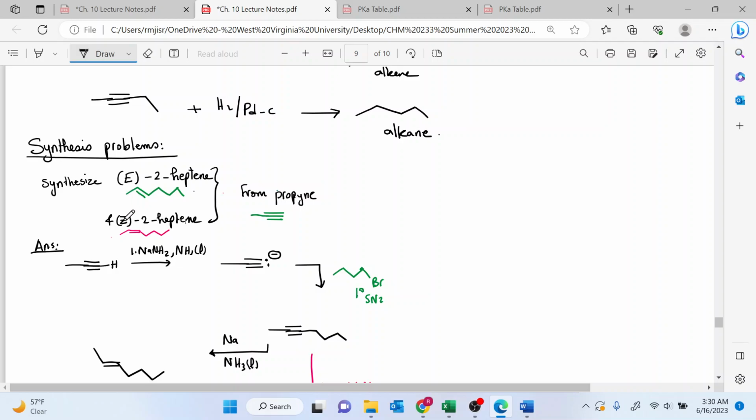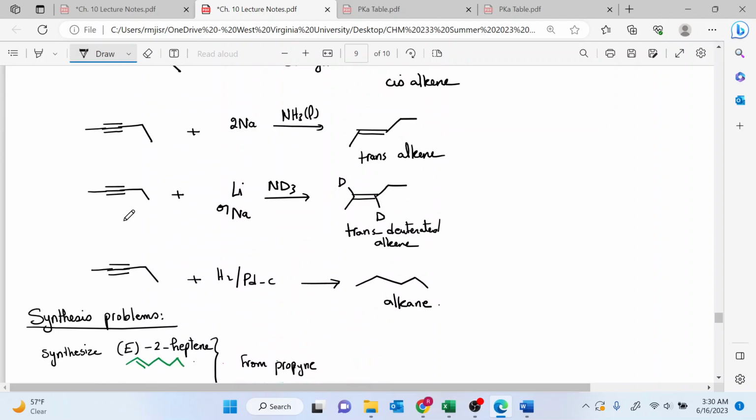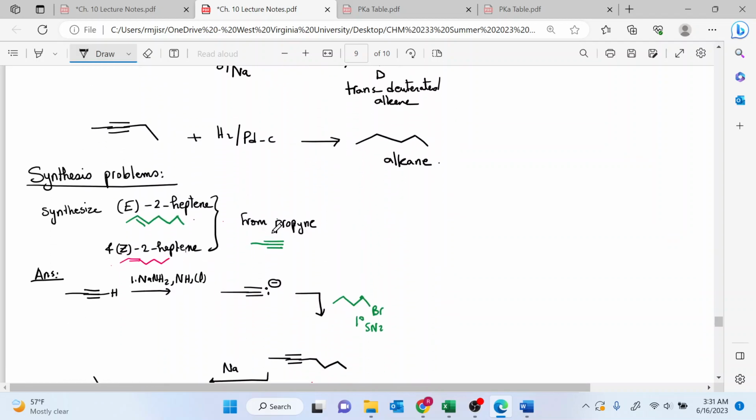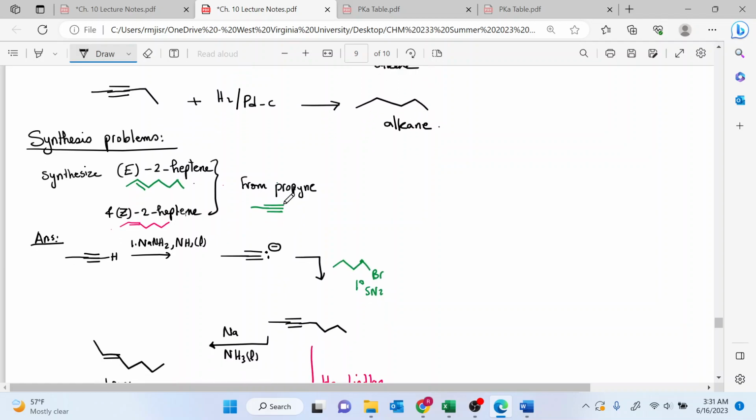So always remember that the last step of the reaction, because these are the only two reactions here, the Lindlar and the sodium in presence of ammonia, these are the only two reactions that produce the cis and the trans or the E and the Z. So this means that the last reaction is going to be any one of those based on the stereochemistry that you need. So here I am starting with a 3-carbon triple bond, and I am ending up with a 7-carbon double bond. So I'm going to start first by alkylating the propyne to reach the 7-carbon, and then change the triple bond into a double bond.